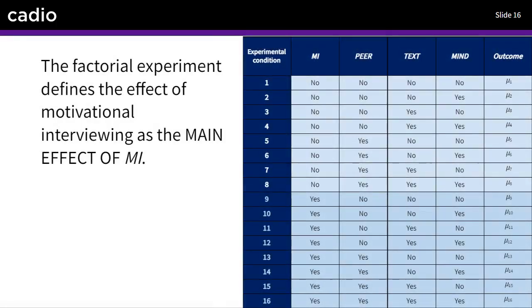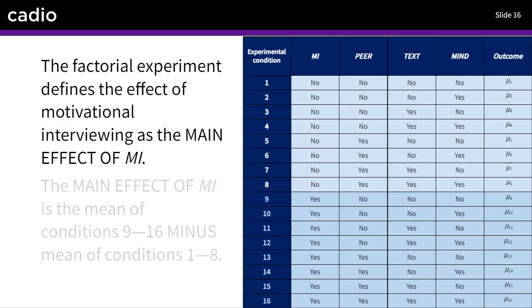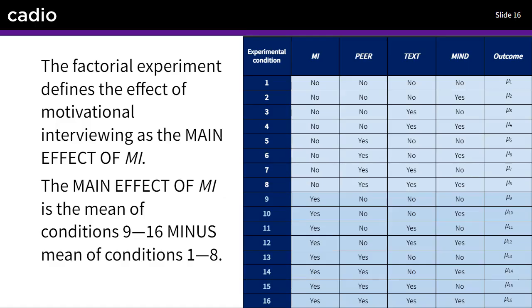But as we have discussed, a factorial experiment defines the effect of a component differently. In a factorial experiment, the effect of a factor is its main effect. The factor also exerts an effect through any interactions it may have with other factors. We will discuss interactions at length in future lessons. The main effect of MI is the mean of conditions 9 through 16 minus the mean of conditions 1 through 8.